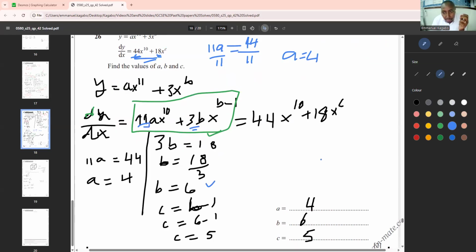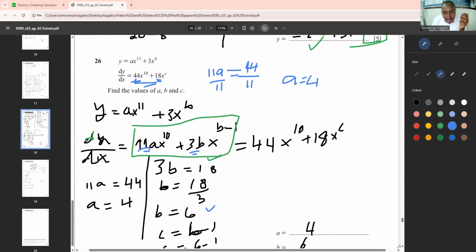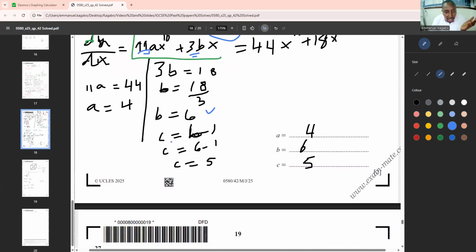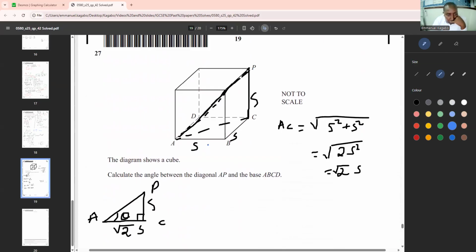And then we know from our comparing, this is supposed to be minus 1. Now, this one equals c. And we have got the value of b, guys. So therefore, c is equal to b minus 1. So b is 6. 6 minus 1 gives you 5. Okay? Very good question. Another interesting question in this paper.